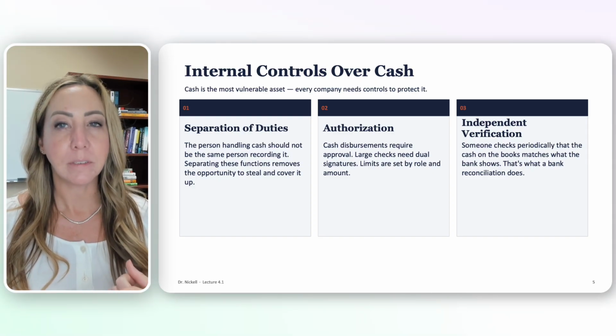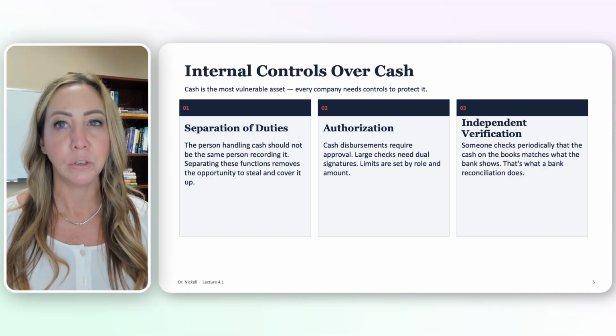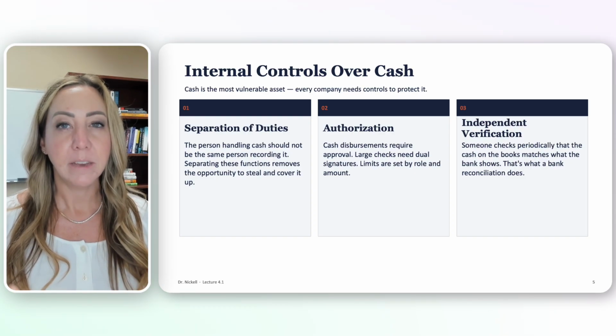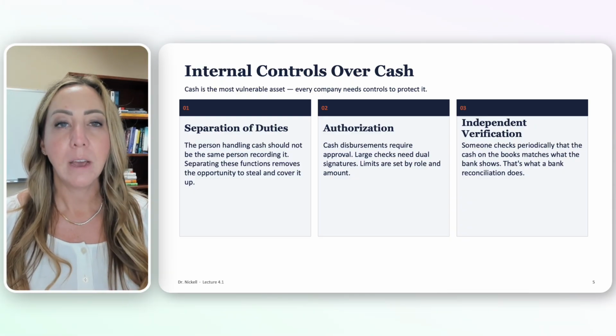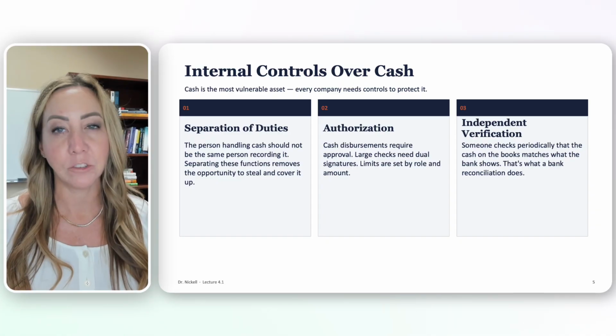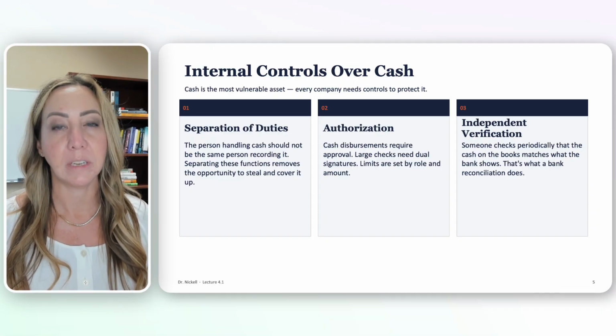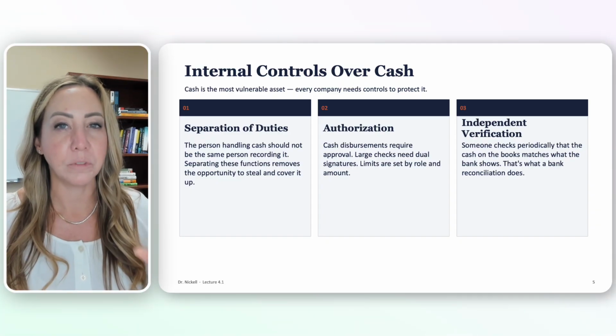The first principle is separation of duties. The person who handles the cash physically should not be the same person who records it in the accounting system. If I'm the cashier taking in cash and I'm also posting the entries to the books, I have an obvious opportunity to pocket some cash and cover my tracks by not recording the receipt. Separating those functions removes that opportunity.